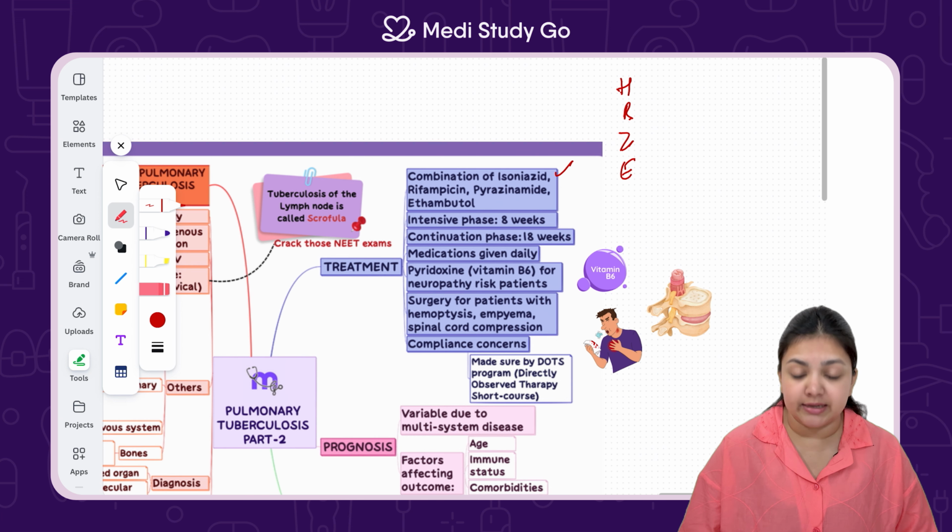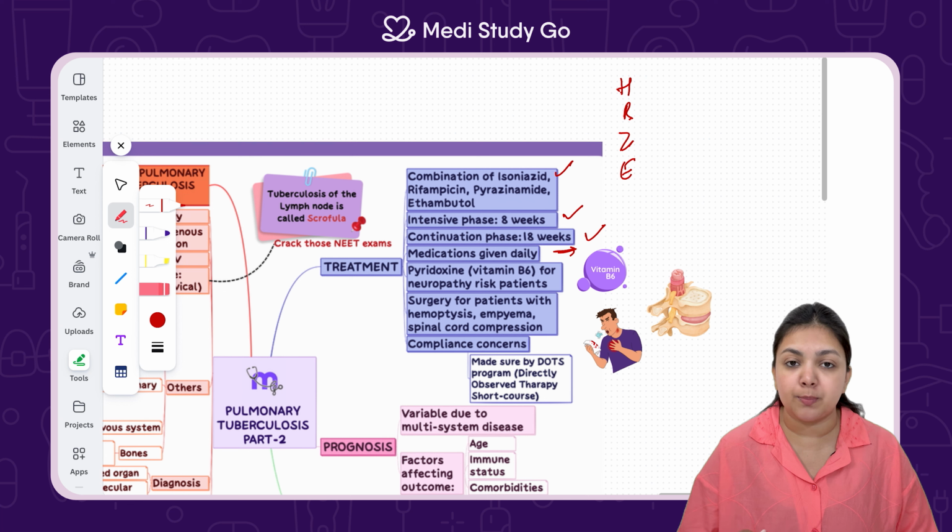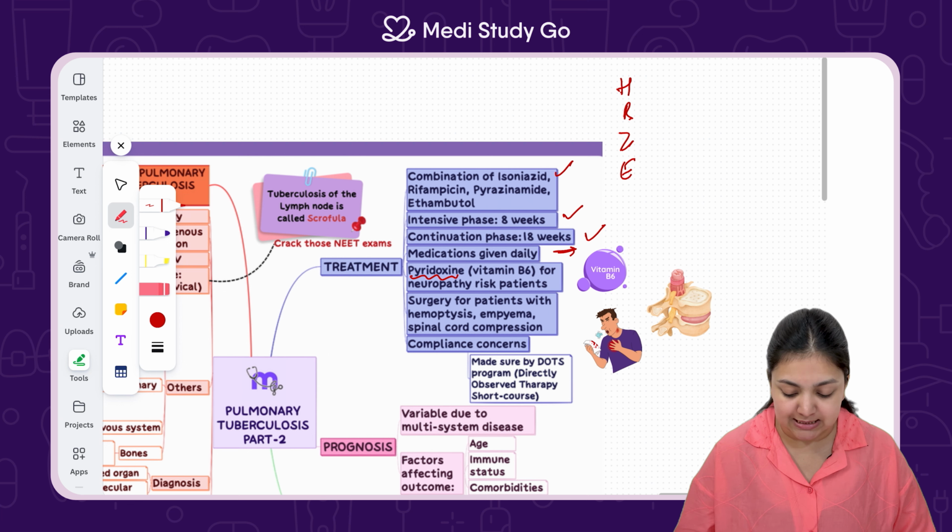It is given in an intensive phase of 8 weeks and continued for up to 18 weeks. Medication is given daily, but these medications have some specific side effects per medication, which need to be avoided and prevented. For that, we give pyridoxine because some patients are prone to neuropathy. So in such cases we require pyridoxine, or vitamin B6, as a supplement.